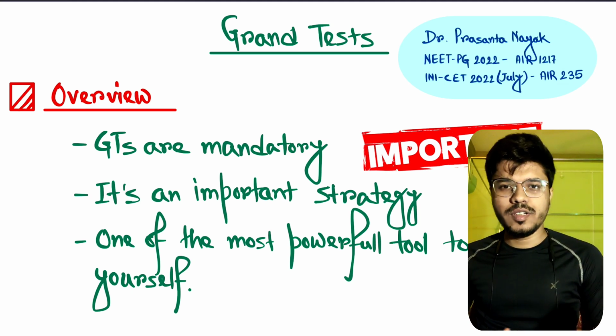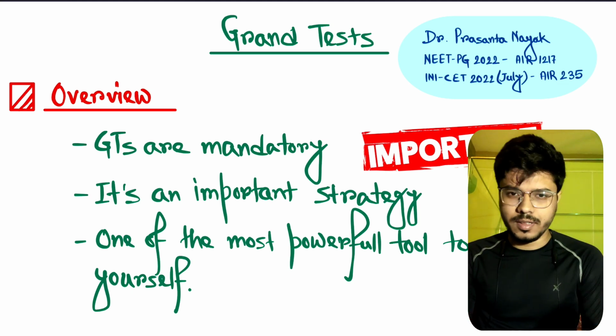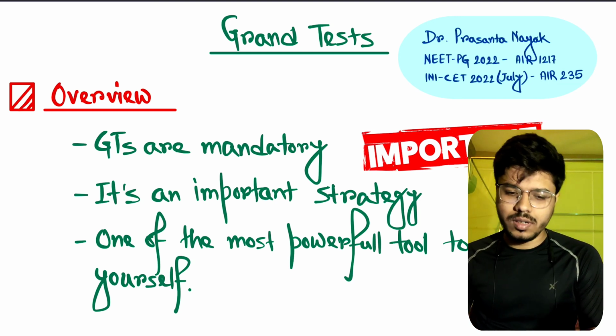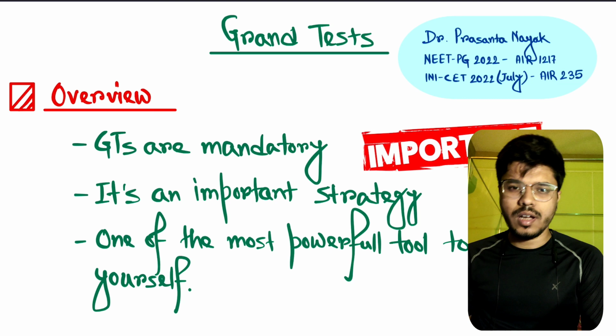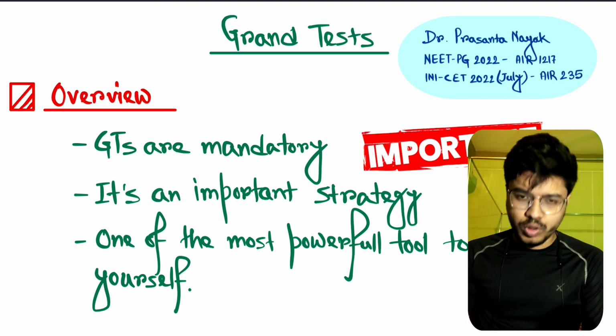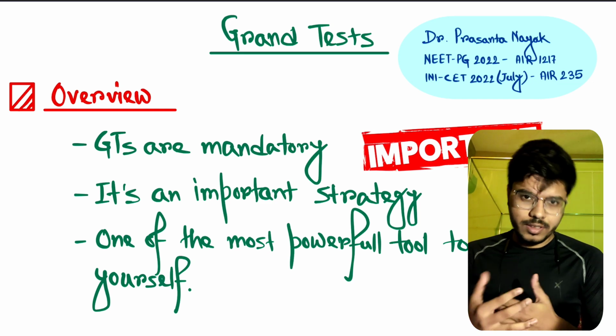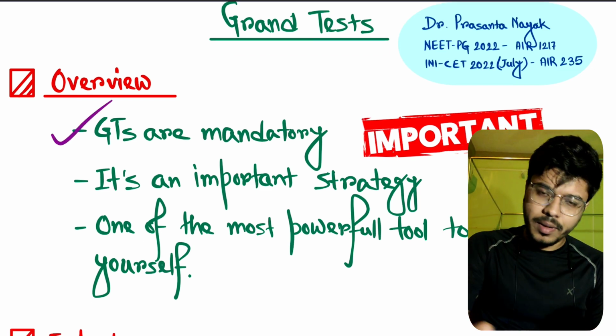Hi guys, in this video we talk about several aspects of GT. We discuss it in 4 or 5 broad categories like overview, importance, how many GTs, process, the review process and outcome. So let's start.